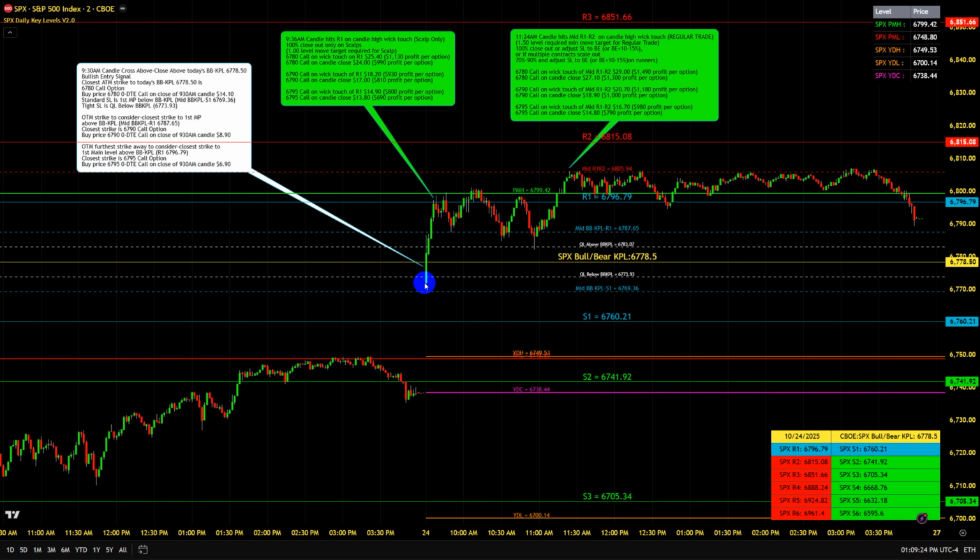As you can see here, it did open below the bull bear key price level, crossed over the bull bear key price level, and closed above the bull bear key price level on the opening 9:30 a.m. candle.